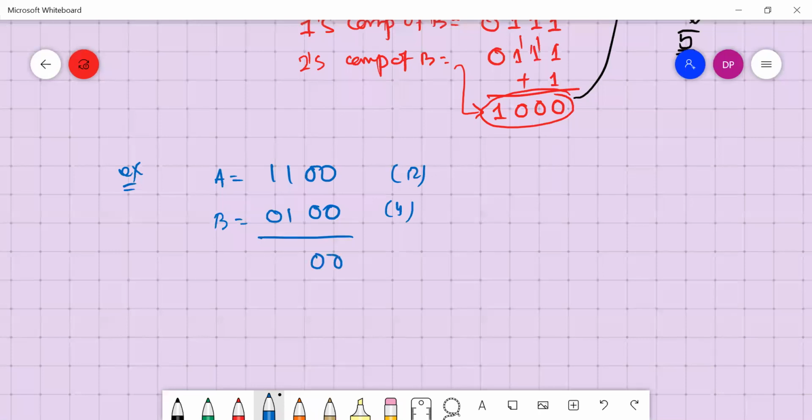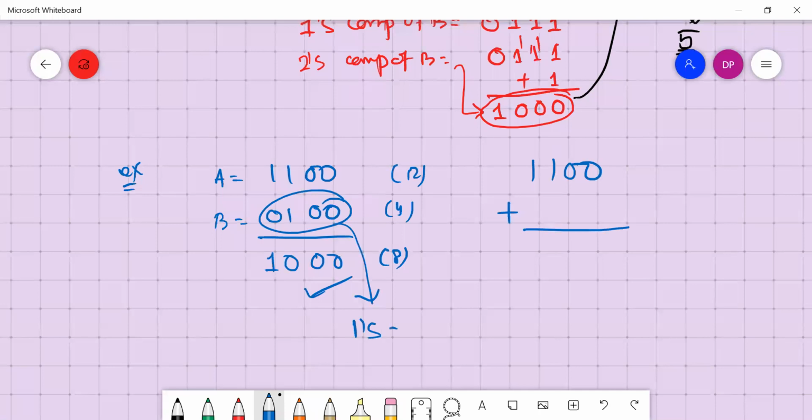So this is regular subtraction. 1 minus 1 is 0. 1 minus 0 is 1. So the answer is 8. So it's acceptable, right? So what we have to do is take A as it is, plus the 2s complement of B. This is B. Its 1s complement is 1011. So the 2s complement is this plus 1.